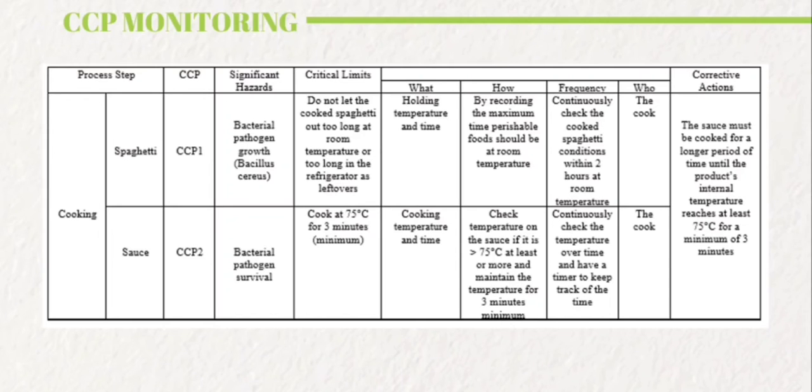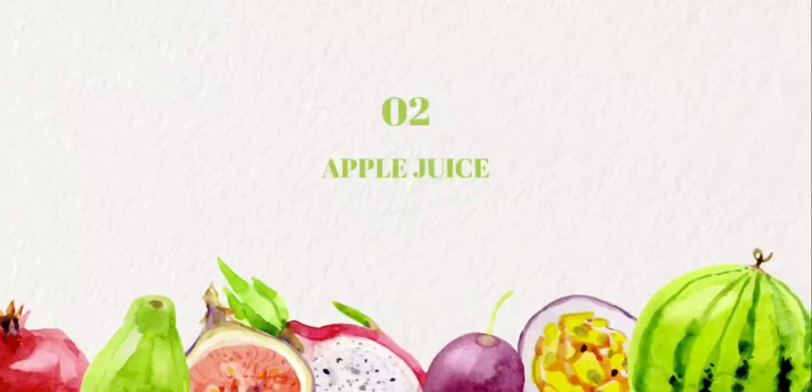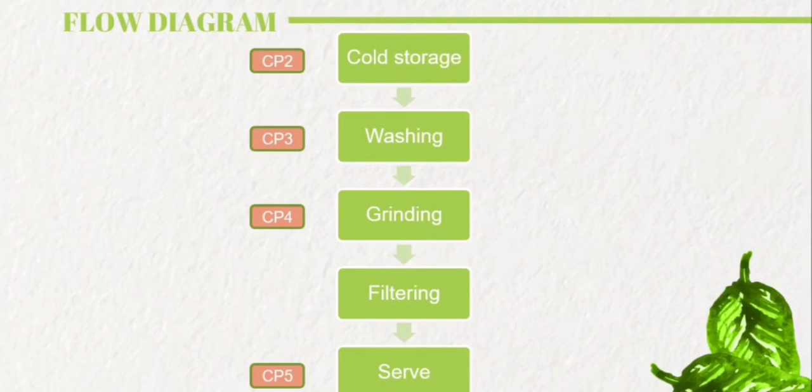So the corrective action is the sauce must be cooked for a longer period of time until the product's internal temperature reaches at least 75 degrees Celsius for a minimum of 3 minutes. The apple juice. So this is the flow diagram of apple juice. First, we have cold storage, washing, grinding, filtering, and serve.